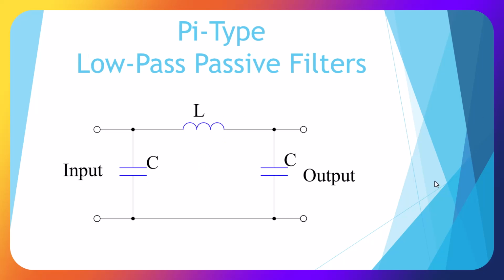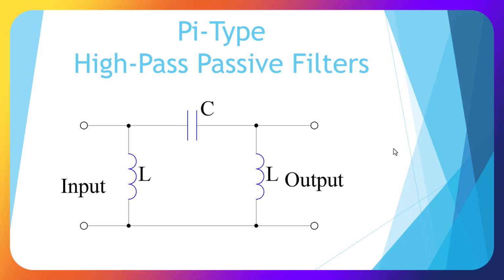Here we have a low pass pi type because it's shaped like the pi symbol. So we have two capacitors and one inductor. Here we have a pi type high pass passive filter, again the pi shape, with two inductors and one capacitor.